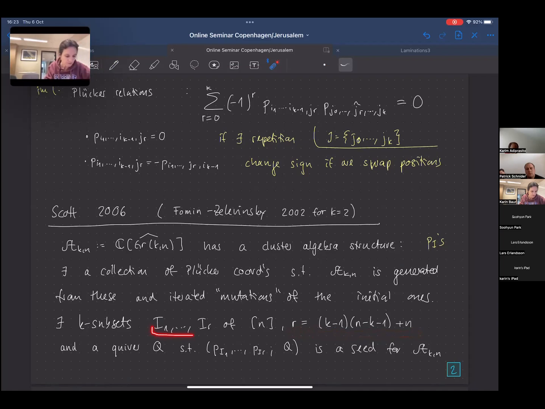And this collection gives me a collection of Plücker coordinates, and I think of that as initial information or datum. And then I also need a way to change those coordinates or variables. This is called mutation. And then I iteratively mutate these initial variables, and in the end I produce the whole ring. So this coordinate ring can be given by some discrete subset of size R and an iterated mutation of these variables of Plücker coordinates. And we call that a seed for this cluster algebra. But I'm not going to explain cluster algebras in this talk. So the Q is the rule for mutation.